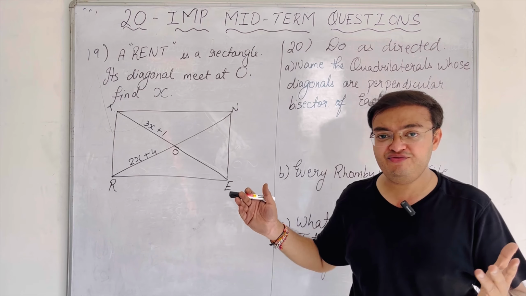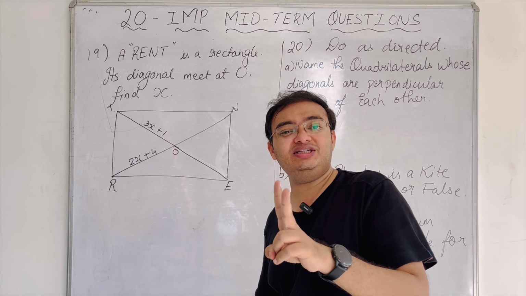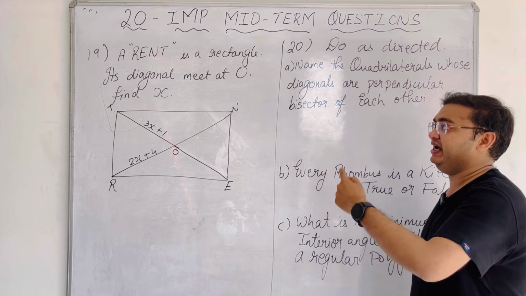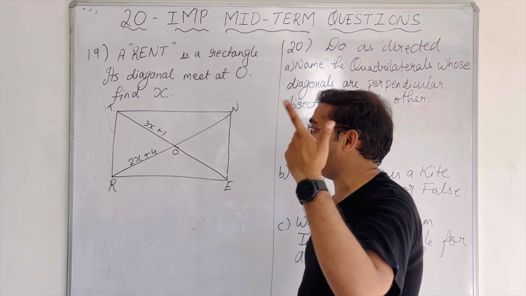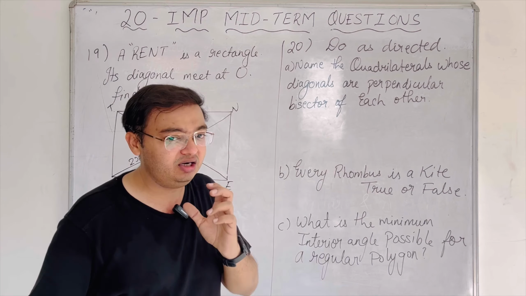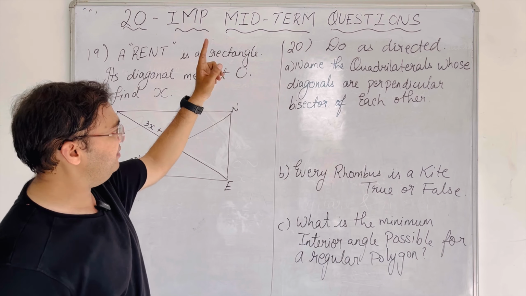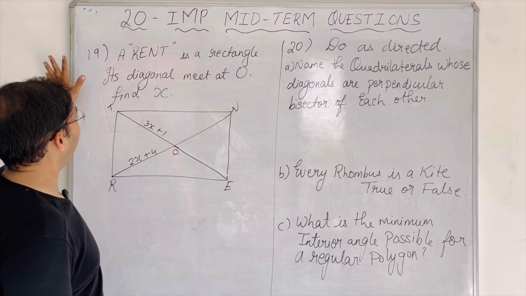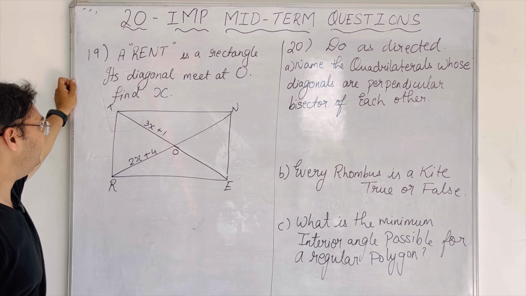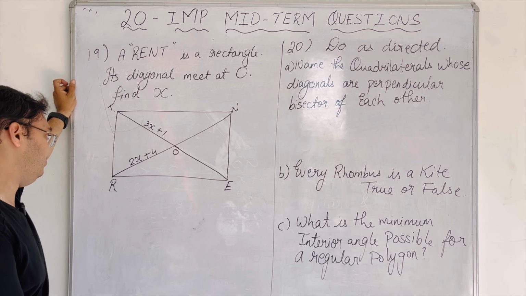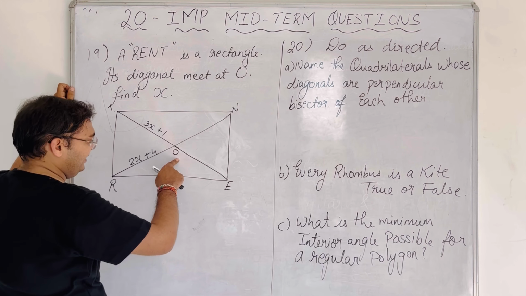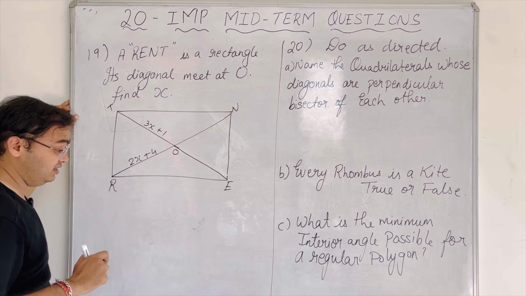So finally we are here with the last two questions of our video, the 19th and 20th. As I told you, we are going to cover 20 important midterm questions. The 19th one: a figure is a rectangle whose diagonals meet at O. We have to find x.